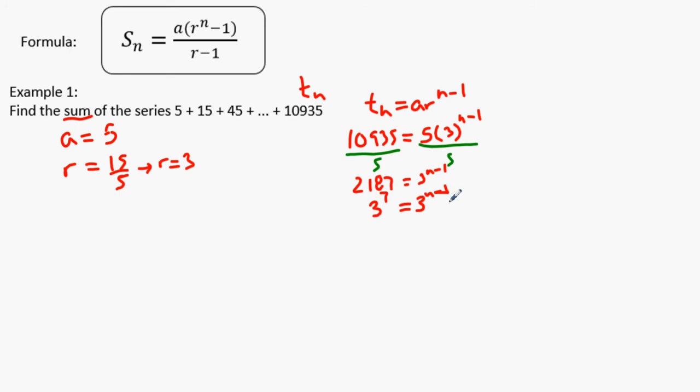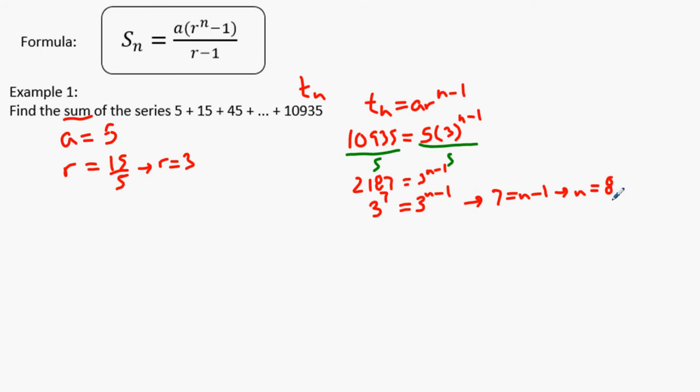So now I can have a dance party now. Dance party, Mr. Wills? Yes, you can, because bases are the same, so drop the base. So here I know that 7 is equal to n minus 1. So n is equal to 8.